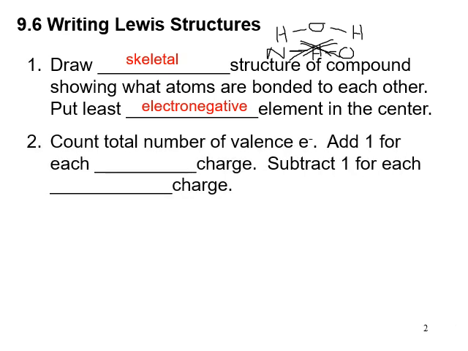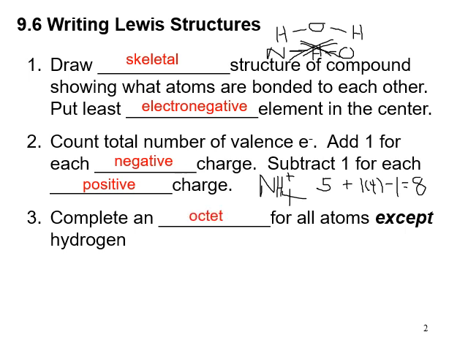Our next job is to count the total number of valence electrons, adding one electron for each negative and subtracting one for each positive. So for example, if you were writing the Lewis dot structure of ammonium, ammonium is NH4 plus, and in that NH4 plus, nitrogen has 5 valence electrons. Hydrogen each has 1, and there are 4 of them. And then for that extra positive charge, you would subtract 1, which gives you a total of 8 electrons for the ammonium Lewis structure.